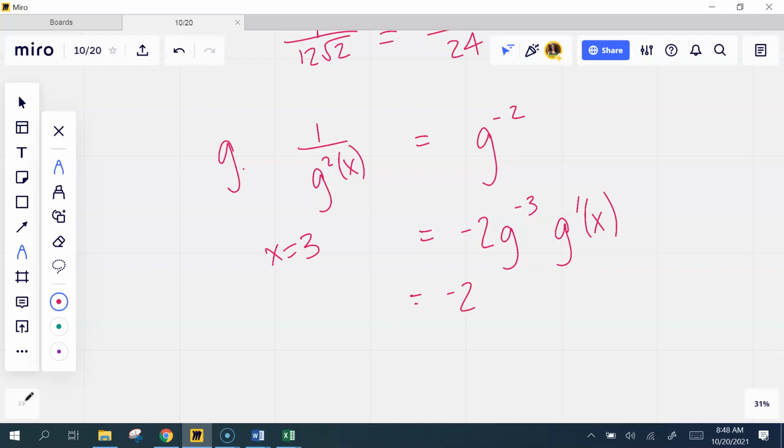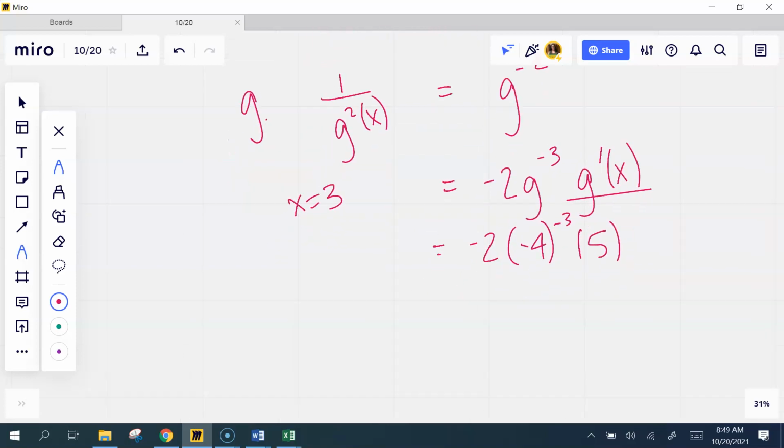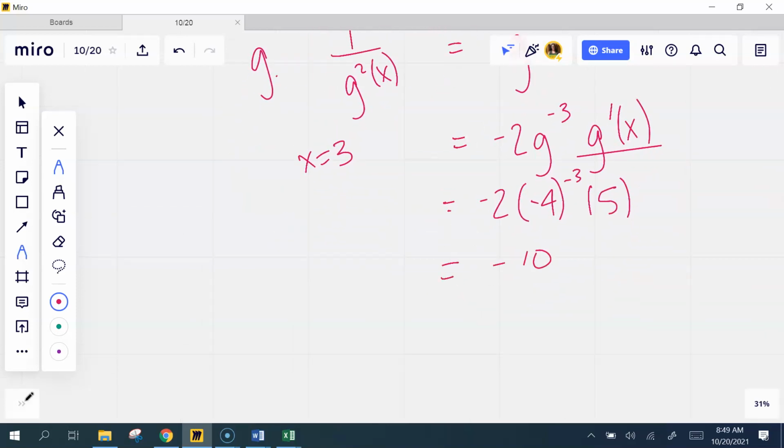G of 3 is -4. You got -4 to the -3rd. And then g prime of 3 is 5. Where's the last -10 one? Over -64. This goes down in the bottom. And then that can reduce. I know all those, but like.